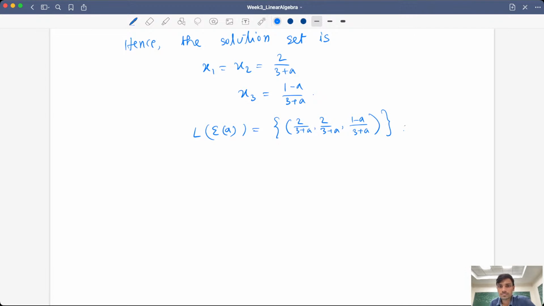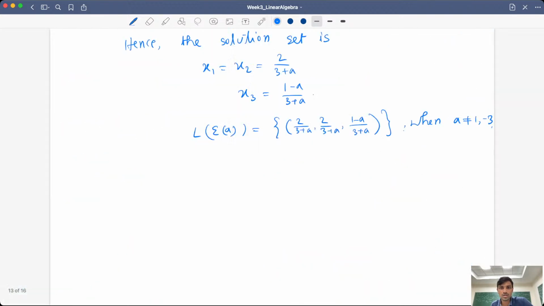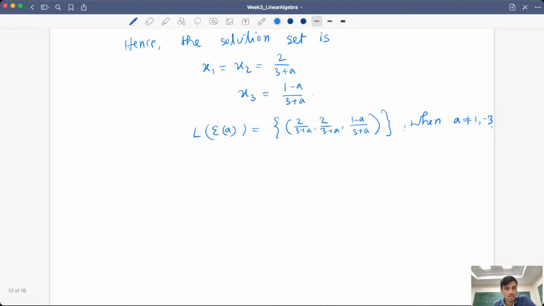So when a is not equal to 1 or minus 3, even if you get a equal to 1, in that case you are getting infinite solutions, so that is not the case here. So in that case you are getting infinite solutions for a equal to 1. So these are all three cases.